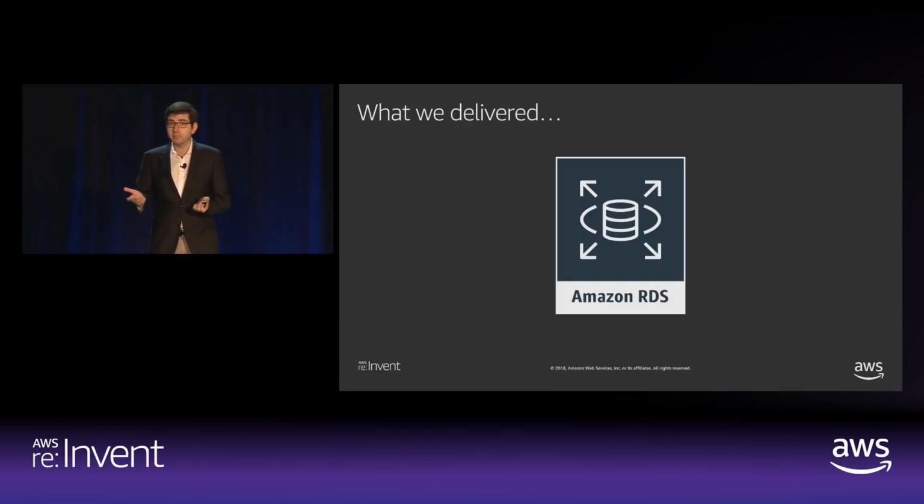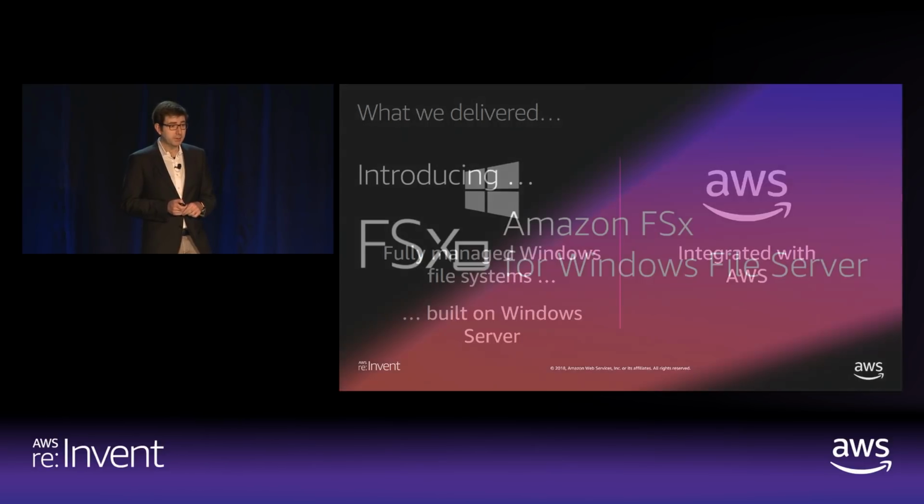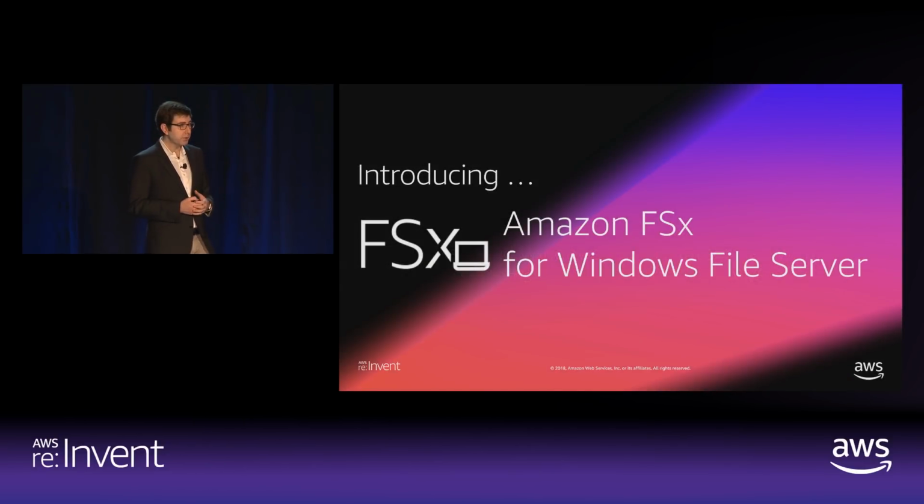And RDS, for those who aren't familiar, makes it easy to set up and operate popular relational databases like MySQL, Postgres, MariaDB, SQL Server. And so that's exactly the approach we ended up taking with Amazon FSx for Windows File Server. And what we decided to deliver were Windows file systems built on fully managed Windows servers and integrated richly with other AWS services. And we're calling that Amazon FSx for Windows File Server.